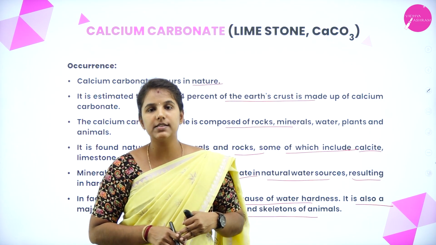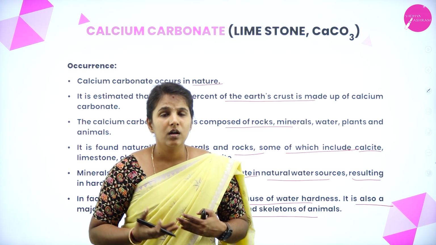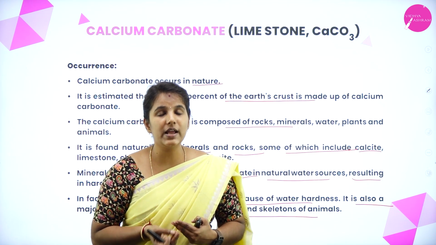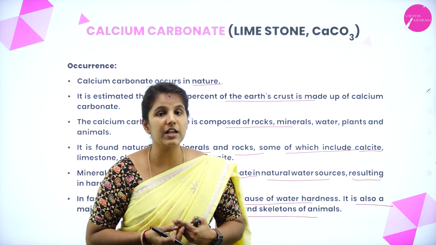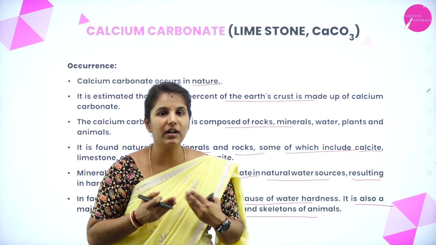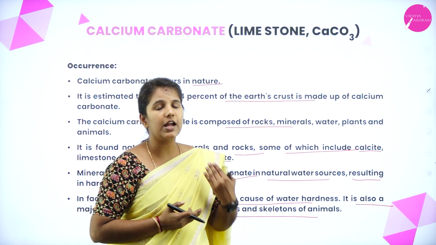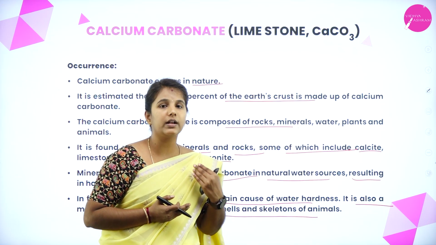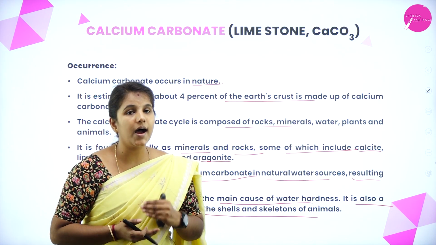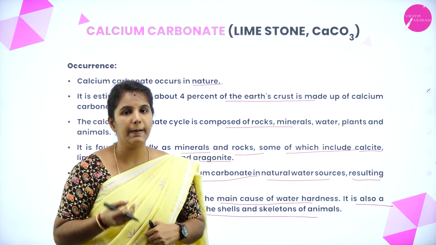Suppose you go to the sea or any ocean, you would have seen that most of the marine animals have a shell. Okay, so the shell itself will be made up of what? Calcium carbonate, because it is a protective covering layer for that particular animal. And not only does calcium carbonate provide protective shells for animals, it also causes hardness in our water. This calcium carbonate is a main mineral.